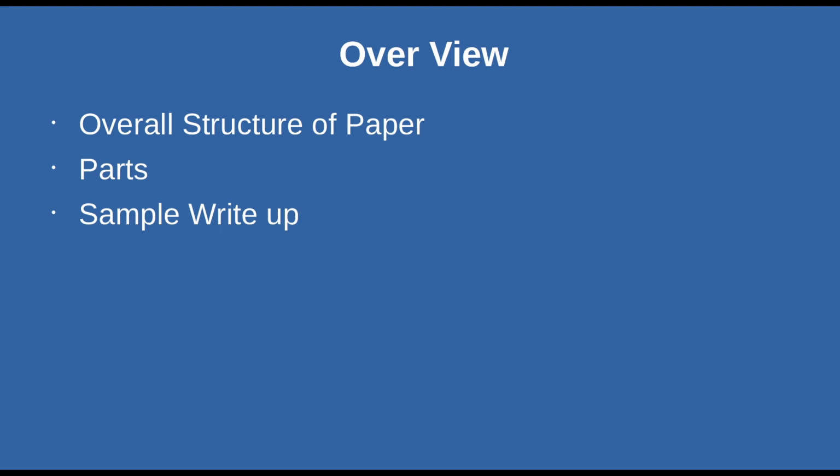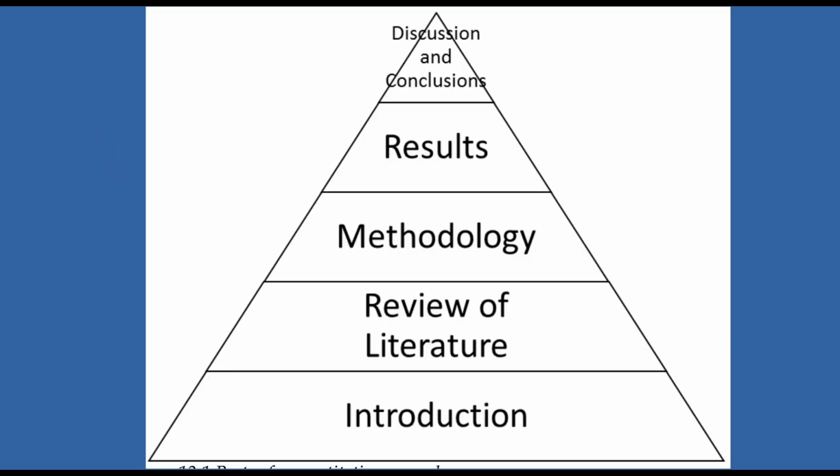So we're going to divide this up into three parts. We're going to talk about the overall structure of the entire paper, just kind of as a review. Then we're going to talk about the individual sections of the actual discussion and conclusions. And then we're going to, of course, also have some examples of each of these parts of the discussion section. So let's go ahead and take a look at the overall structure.